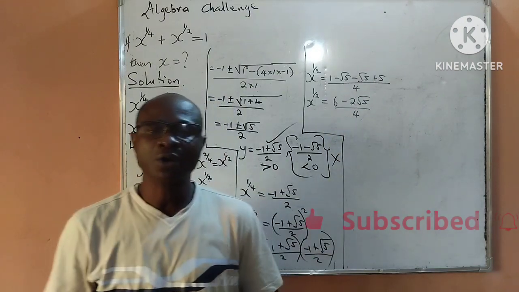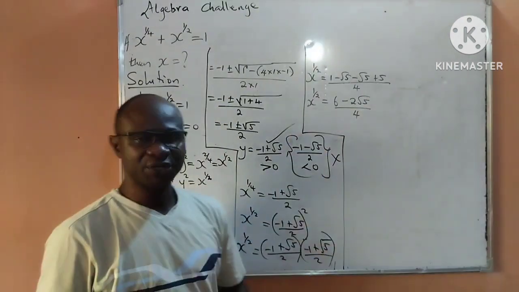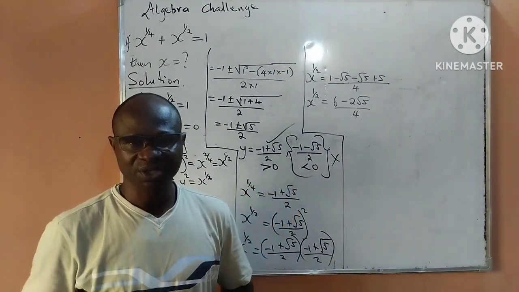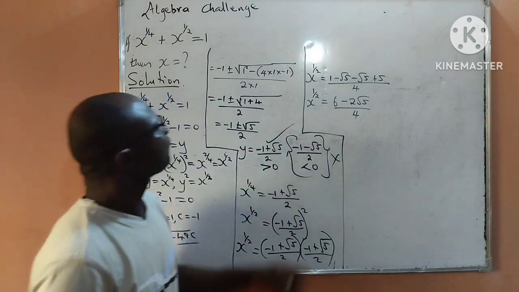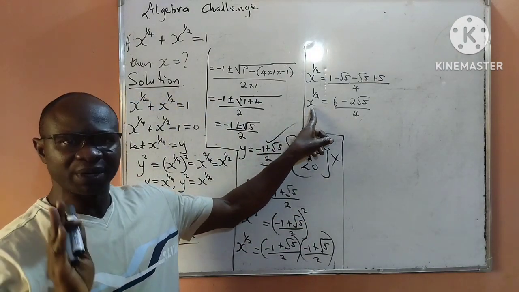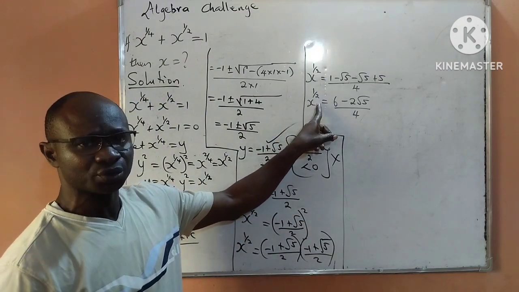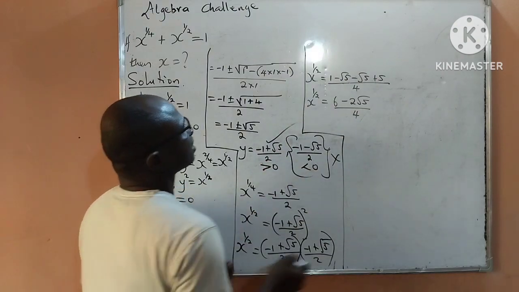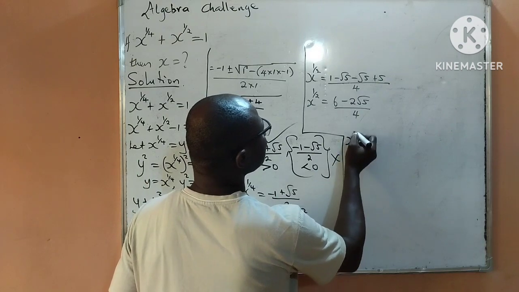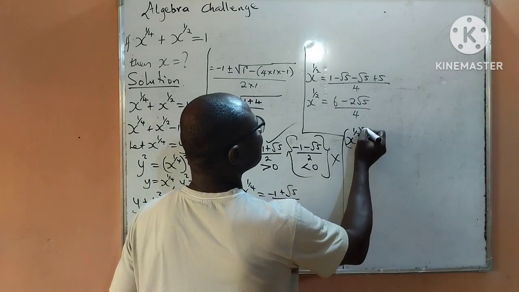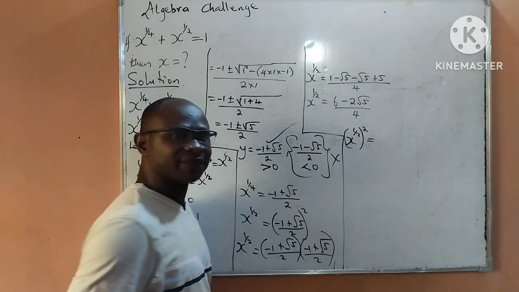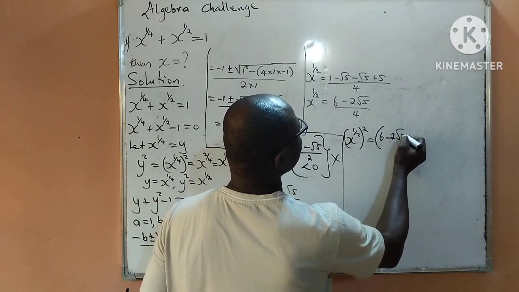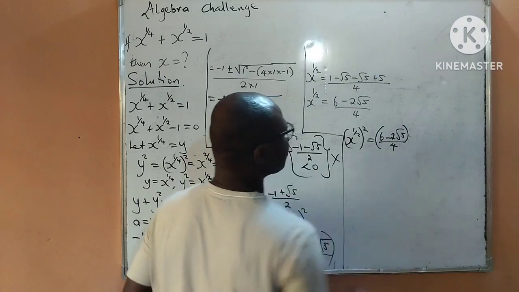But I am not looking for x raised to the power 1 over 2. What I'm looking for is just x, which is x raised to the power 1. Therefore, to make this x instead of x raised to the power 1 over 2, I'm going to square both sides of the equation. Squaring x raised to the power 1 over 2 will give me exactly x. And when I square the left hand side, I will also square the right hand side, which is (6 minus 2 root 5) all over 4.